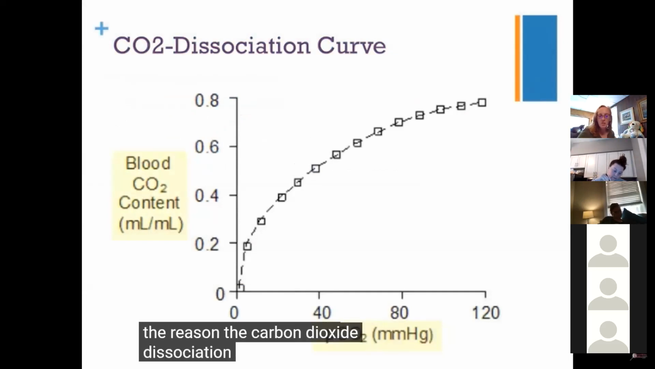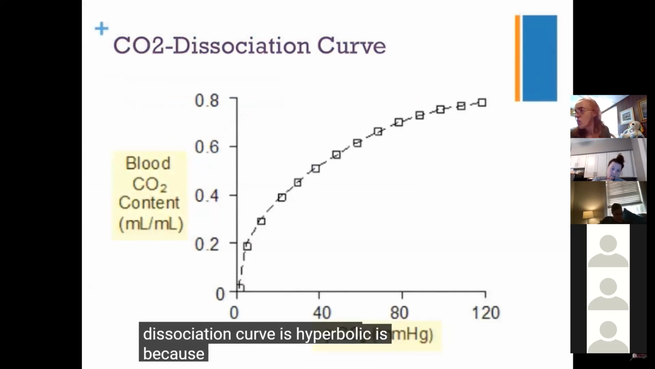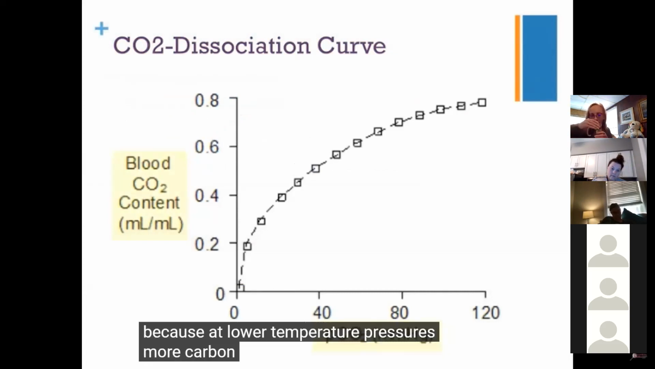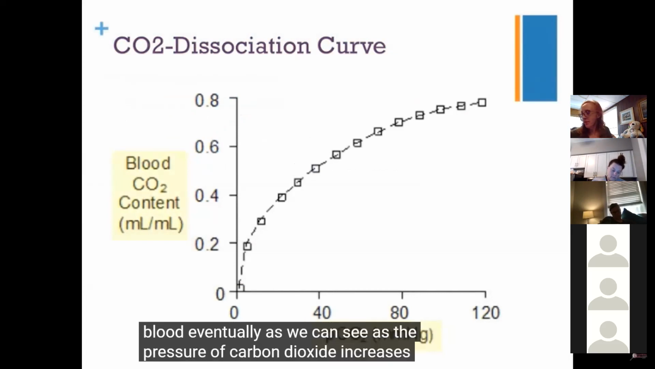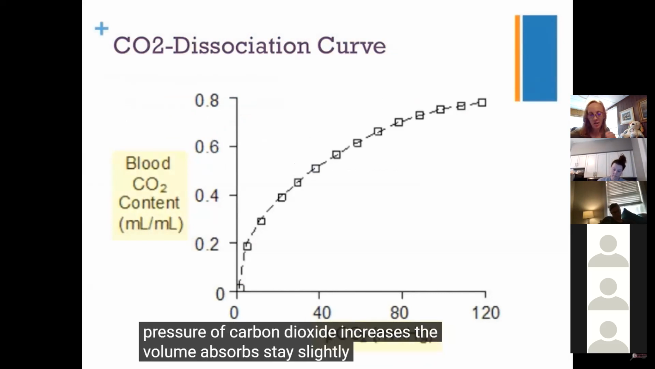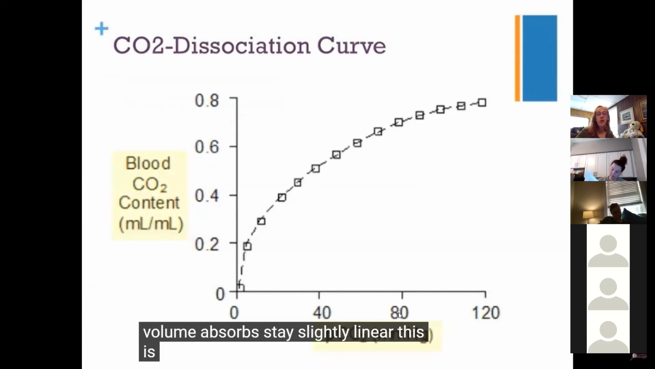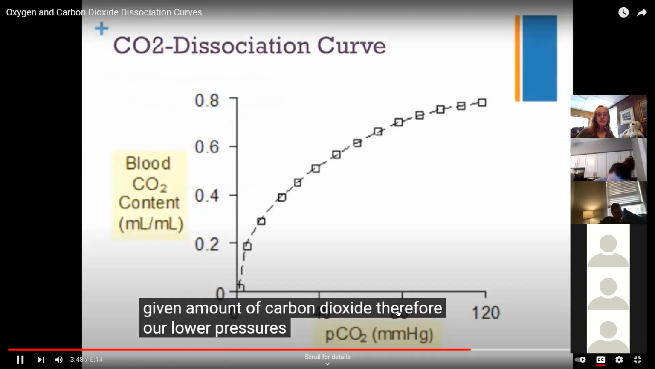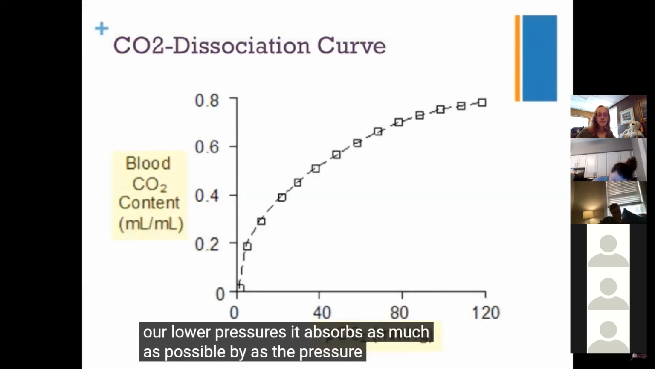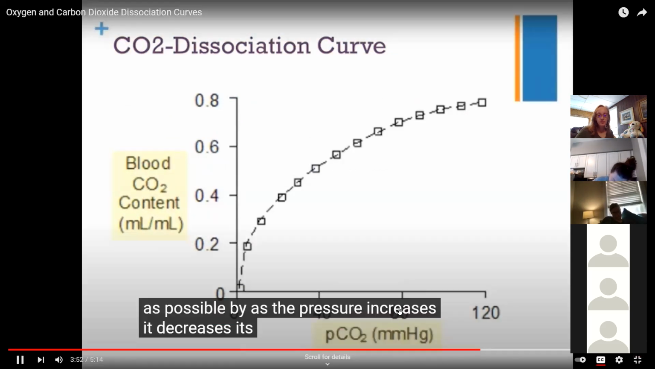The reason the carbon dioxide dissociation curve is hyperbolic is because at lower pressures, more carbon dioxide is absorbed by the blood. Eventually, as we can see, as the pressure of carbon dioxide increases, the volume absorbed stays slightly linear. This is because the blood can only absorb a given amount of carbon dioxide. Therefore, at lower pressures, it absorbs as much as possible, but as the pressure increases, it decreases its absorption slightly.